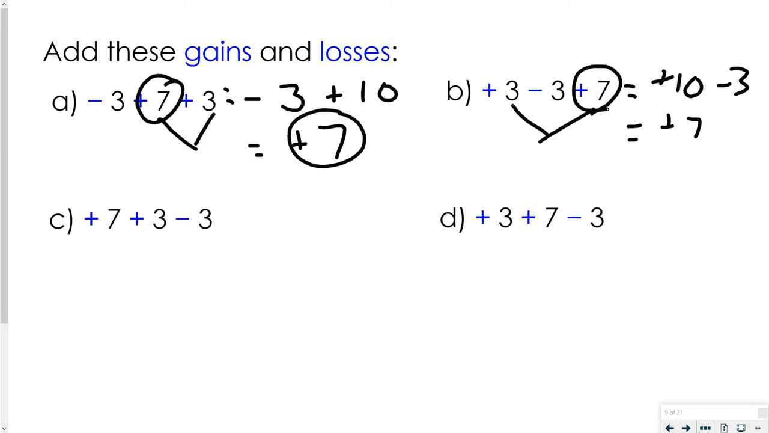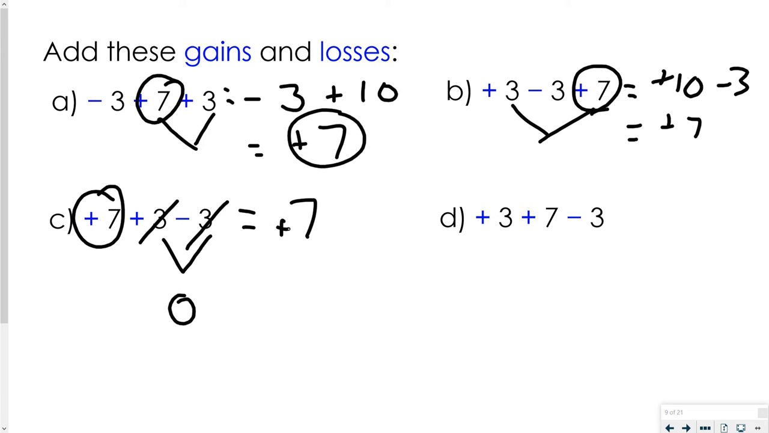Look at this one. What happens if I combine an equal gain and loss? If I gain 3 and I lose 3, does anything change? No, it's 0. So basically, those two cancel each other out. So all I'm left with is a gain of 7.